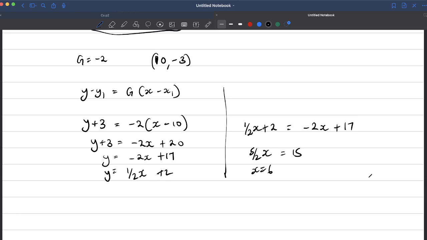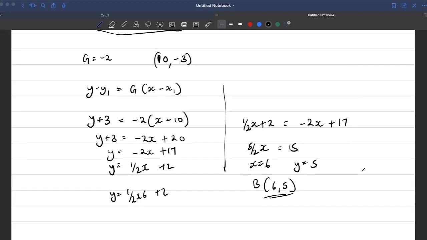If x is equals to 6, what is y? If I plug in the values, y equals to half times 6 plus 2, that gives me 5. So y is 5. So my coordinates for b is 6, 5. I've got the coordinates of b. I need to now find the coordinates of c.